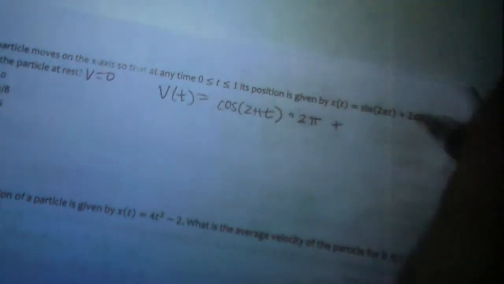When is it at rest? v equals 0. Again, I gave you position, so you have to find the velocity by taking the derivative. Derivative of sine is cosine. Leave the inside alone, but then multiply the derivative of the inside. Derivative of 2 pi t is just 2 pi. Plus, this one is 2 pi t, so 2 pi is a coefficient, so the derivative of 2 pi t is just 2 pi. Set this equal to 0. 2 pi cosine of 2 pi t plus 2 pi.